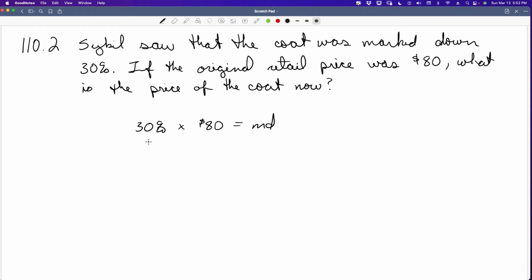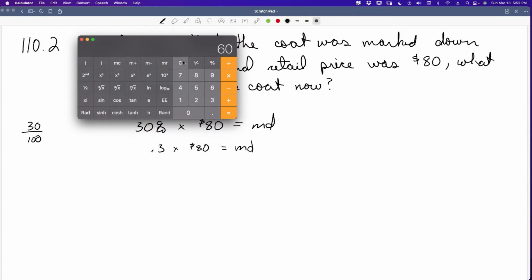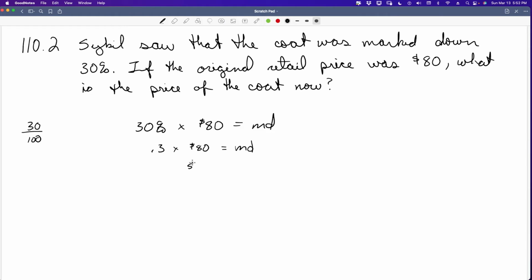Okay, so we'll convert this into a decimal by putting 30 over 100 and dividing. So it's going to be 0.3 times $80 is going to equal the markdown. So when we do that in the calculator, we say 0.3 times 80 is equal to $24. So $24 is the markdown price. So the price of the coat now is going to be $80 minus $24, which is going to equal $56. That is the price of the coat now.